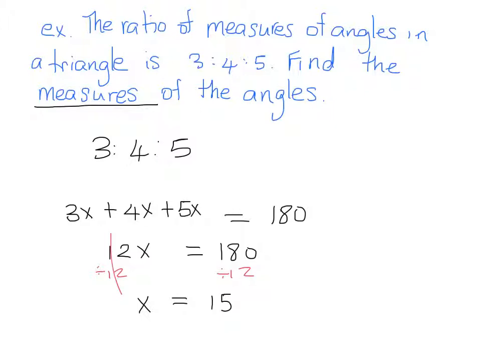Remember that the measures of our angles are 3x, 4x, and 5x. 3x is 3 times 15, because now we know that x is 15. So one of the measures is 3 times 15, which is 45. Another measure is 4 times 15, which is 60. And the final measure is 5 times 15, which is, what is that?